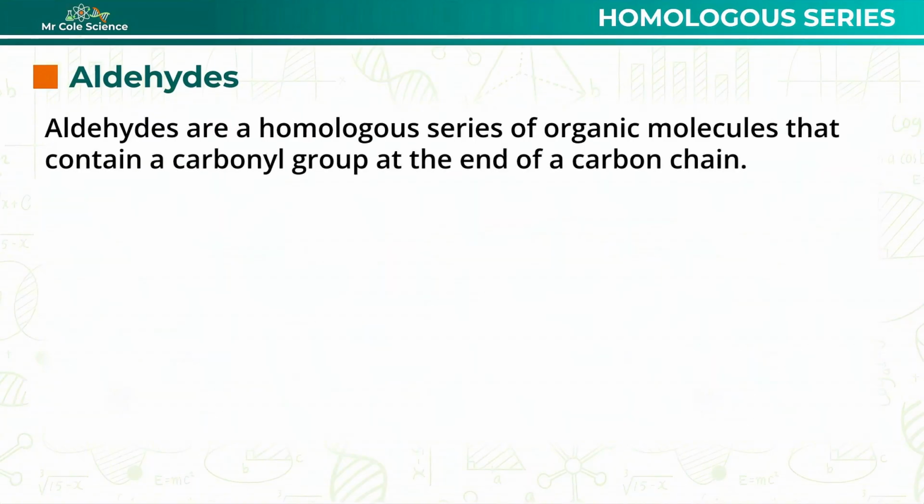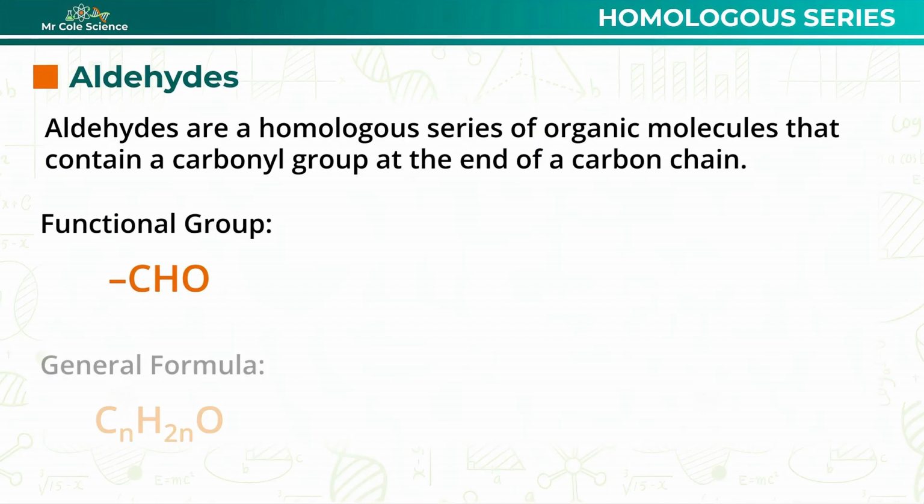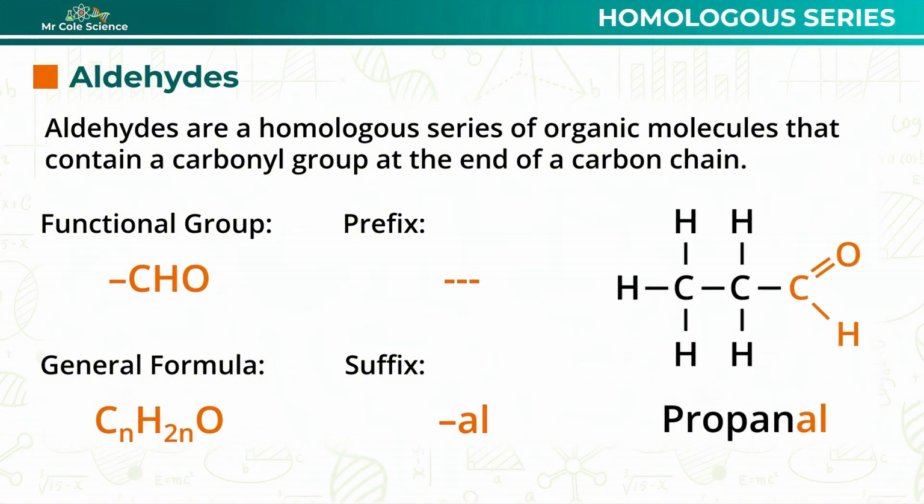Aldehydes are a homologous series of organic molecules that contain a carbon-oxygen double bond at the end of a carbon chain. The functional group present in aldehydes is therefore CHO, and the general formula is CnH2nO. Aldehydes are all named using the suffix -al, and here we have an example of propanal. The carbonyl group, or the carbon-oxygen double bond, is at the end of the carbon chain, and we can also tell from the suffix -al that this is an aldehyde.